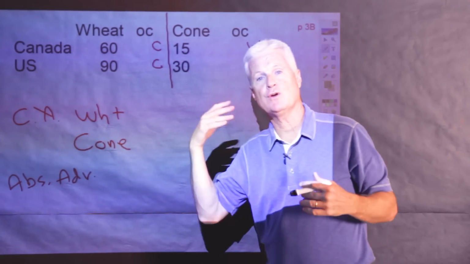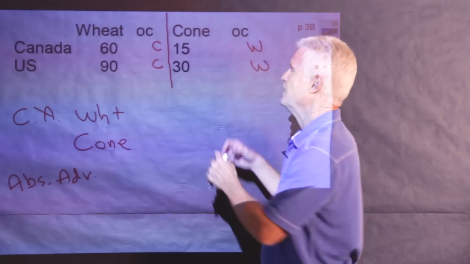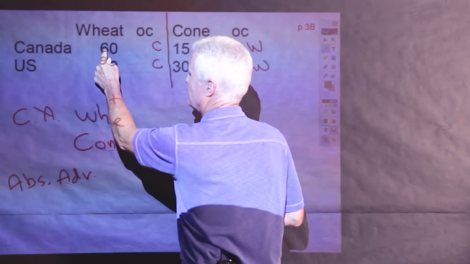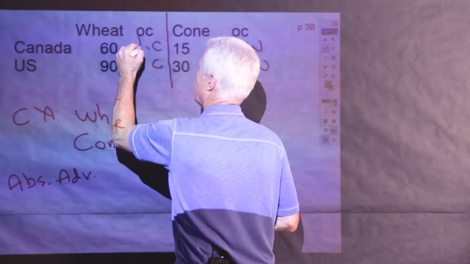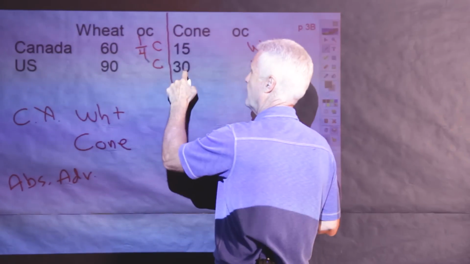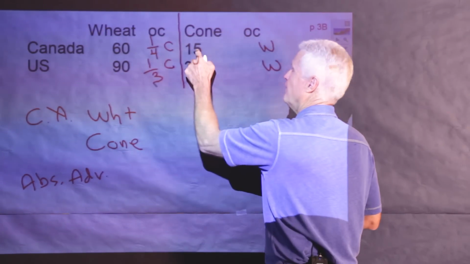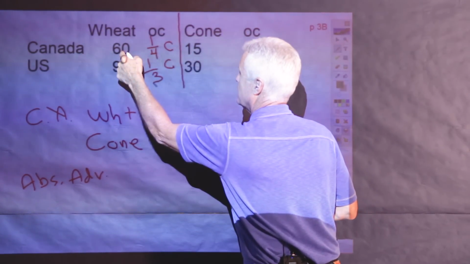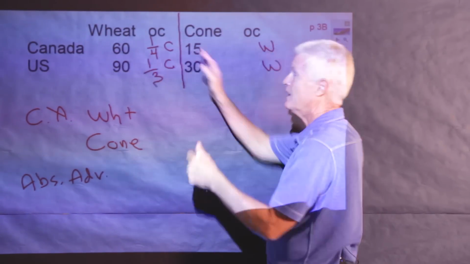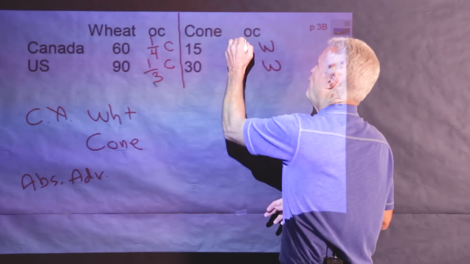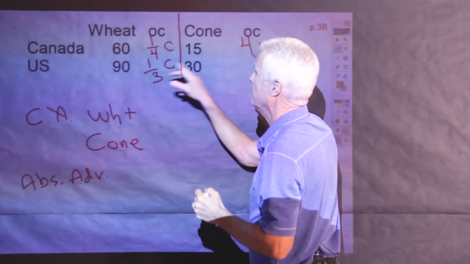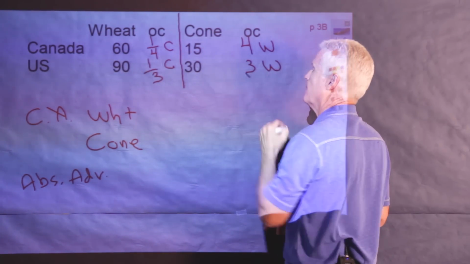Okay, then SOHCAHTOA, opposite over adjacent. So opposite divided by adjacent is 1/4. 30 divided by 90 is 1/3. 15 divided by 60, 60 divided by 15, opposite over adjacent, is 4. And 90 divided by 30 is 3.